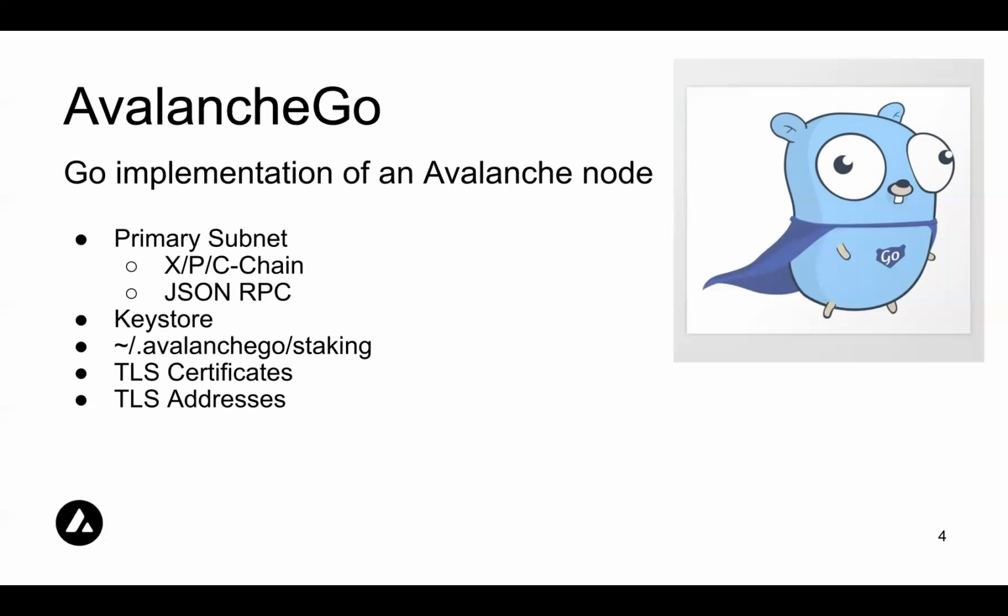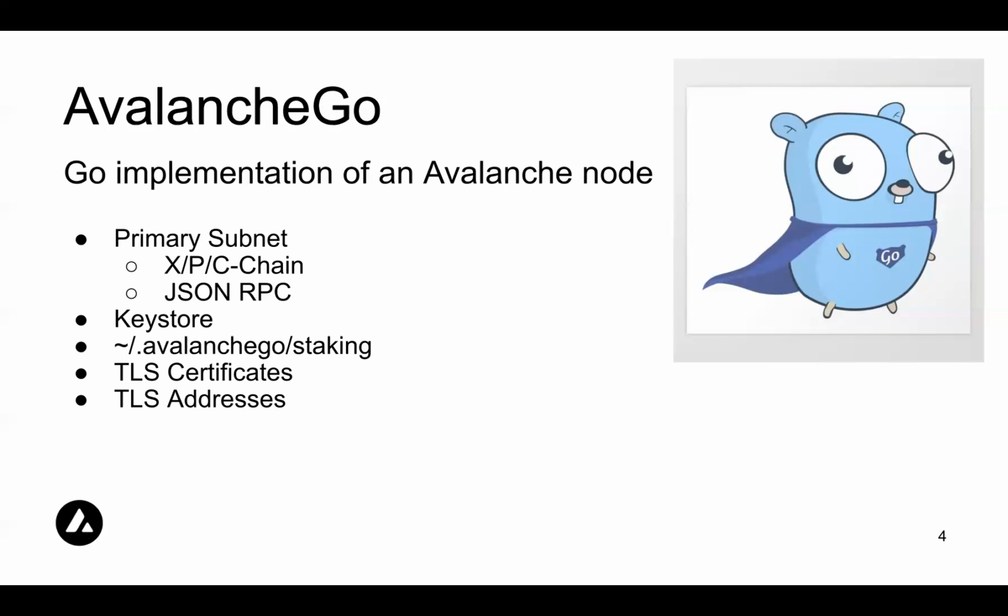Another thing to note: if you're on a Unix box, you know a tilde is your home directory, and if you put a dot at the beginning of a directory name, it makes it hidden. So there is a hidden directory called .AvalancheGo, and it lives in your home directory. So tilde/.AvalancheGo is the path. In that .AvalancheGo directory, you will find a staking directory. And inside that staking directory, you will find both a TLS certificate and a private key.